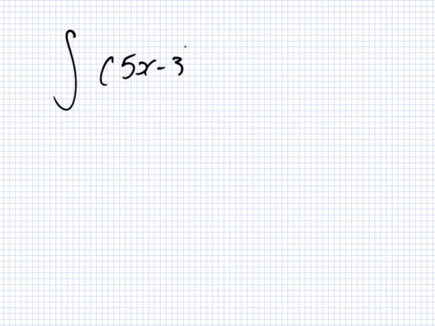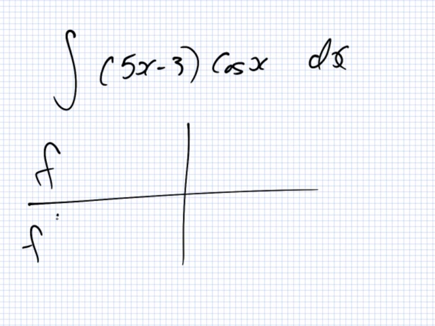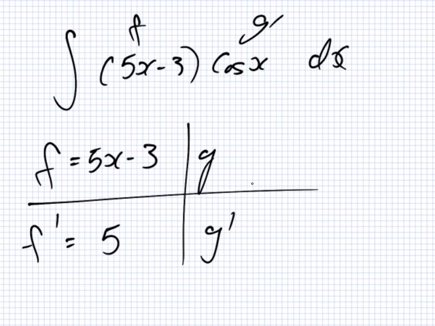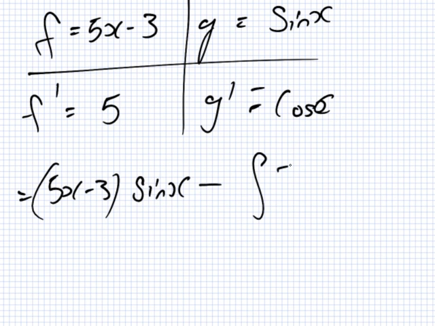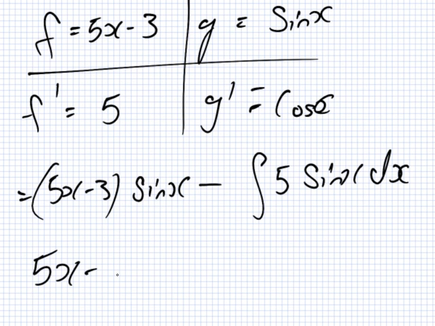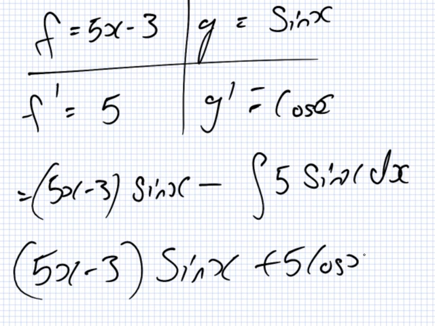Five x minus 3 cos x dx. F derivative, G derivative, this is F, this is G derivative, 5x minus 3, F is 5, G derivative is cos x, so G is sin x, you know the story. This equals F G minus F derivative G. So the answer is 5x minus 3 sin x plus 5 cos x plus c.